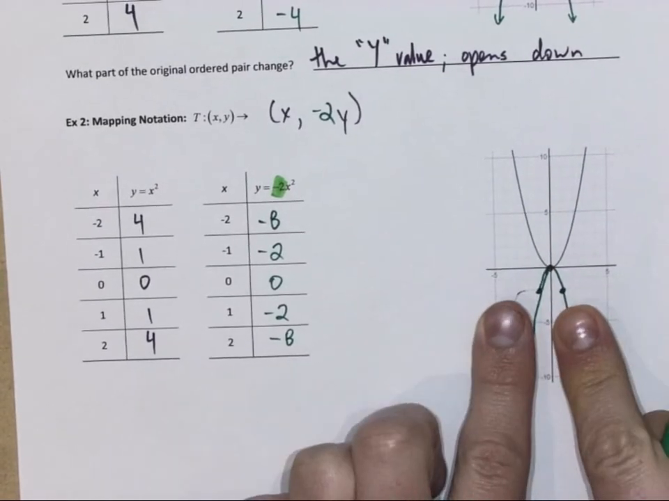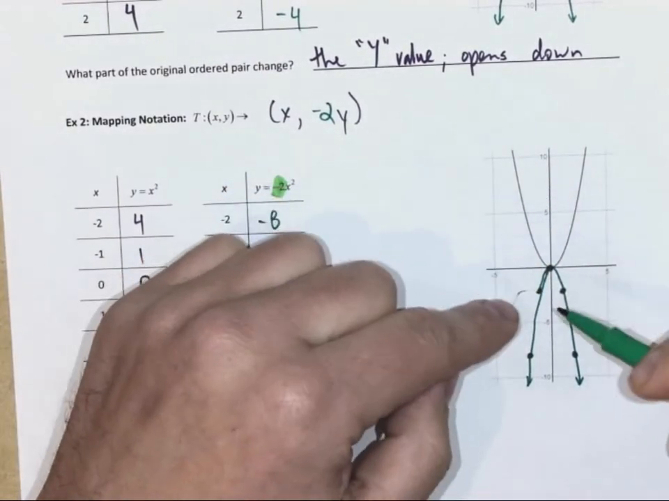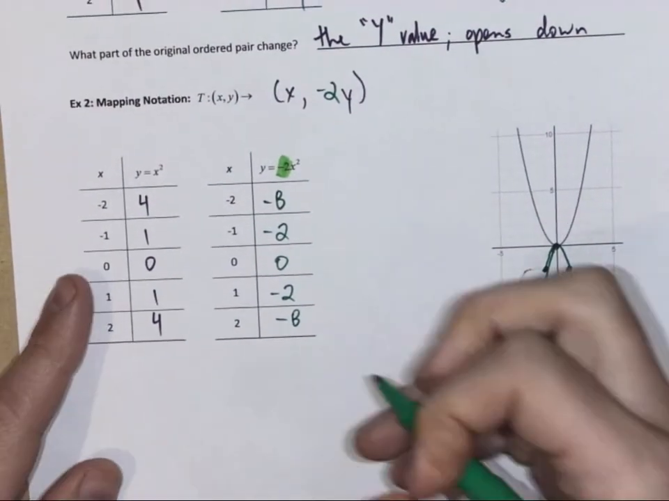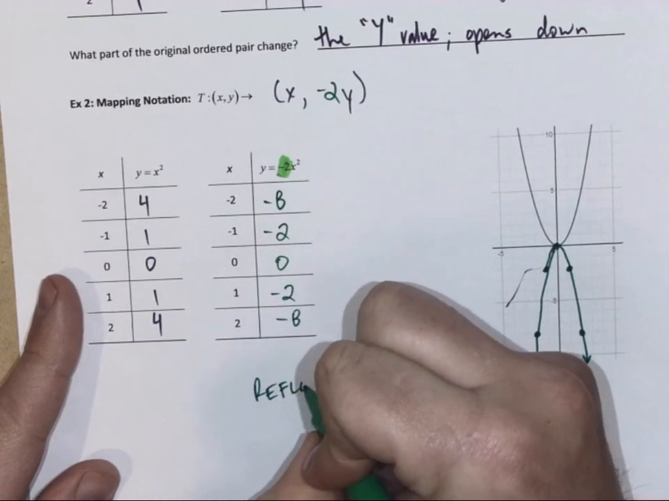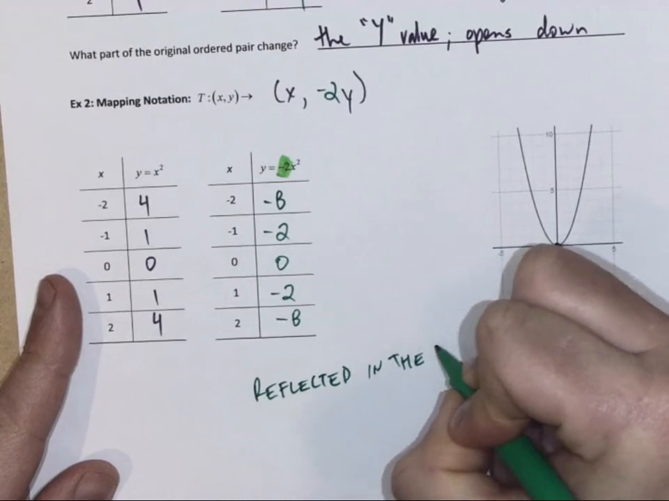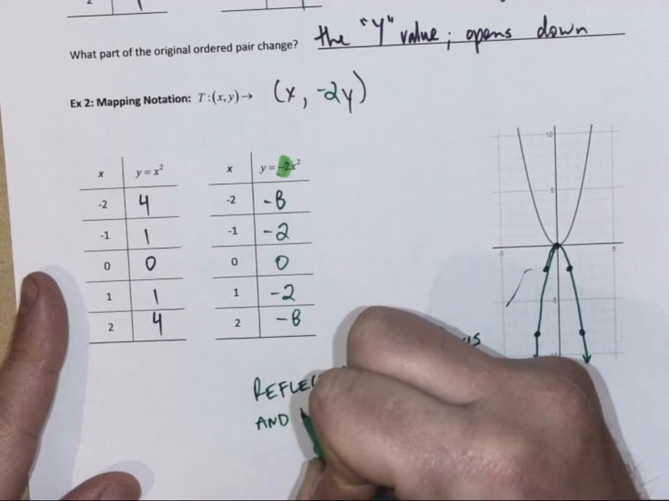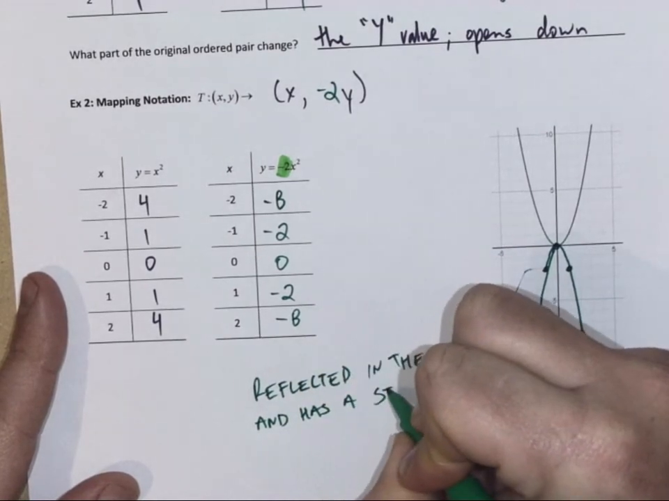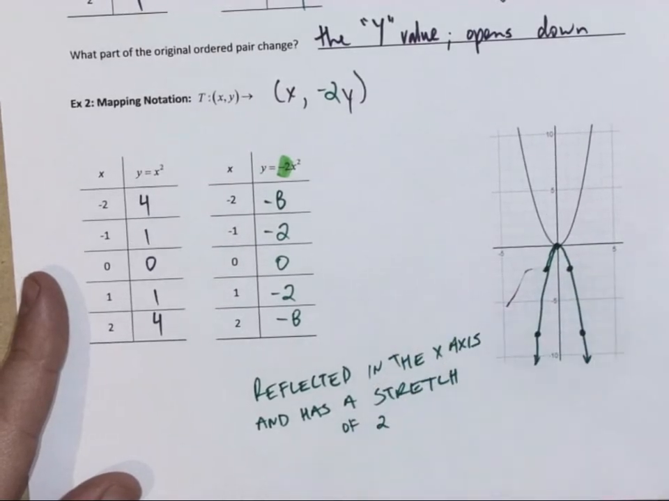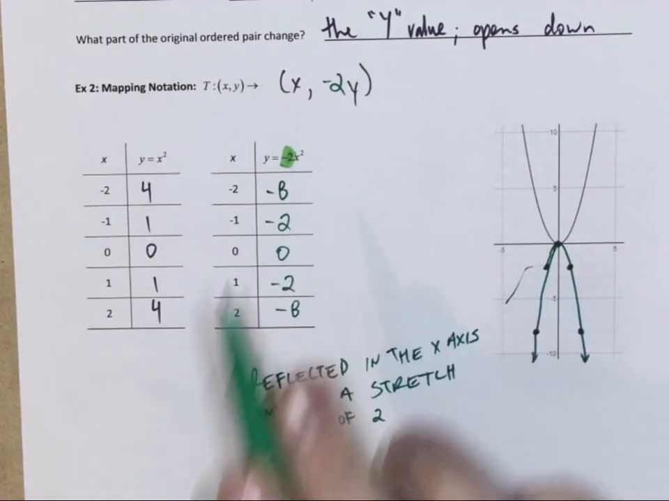So it's a lot narrower because every point is twice as far as it should be, and instead of opening up, it opens down. So when I talk about now how is it transformed, it's reflected in the x-axis and has a stretch of 2. Reflected takes care of the negative, and the stretch of 2 talks about the a value.